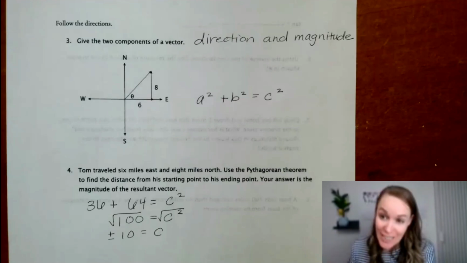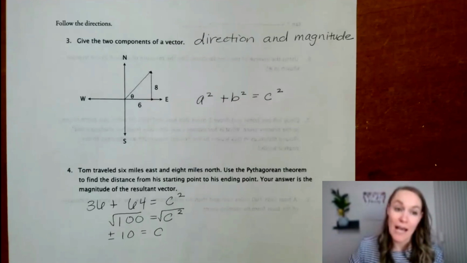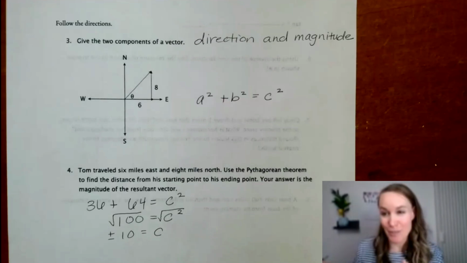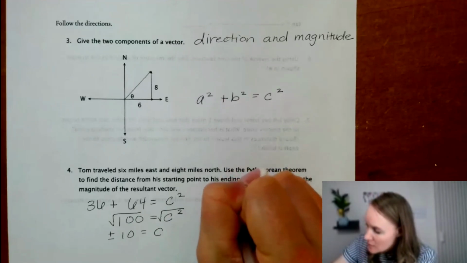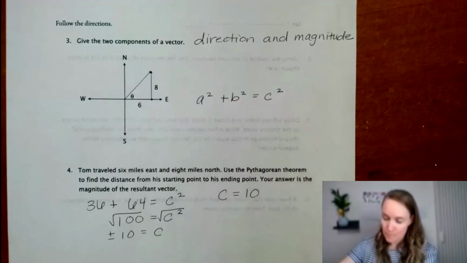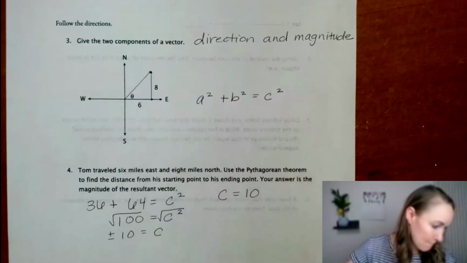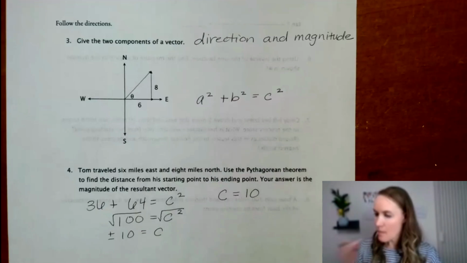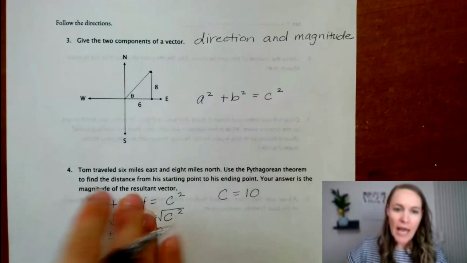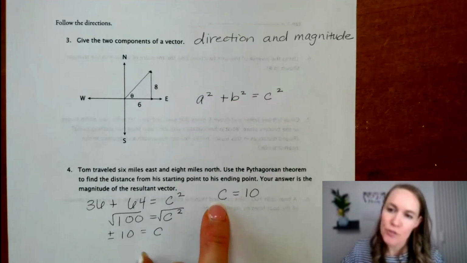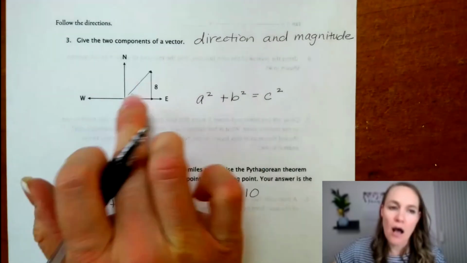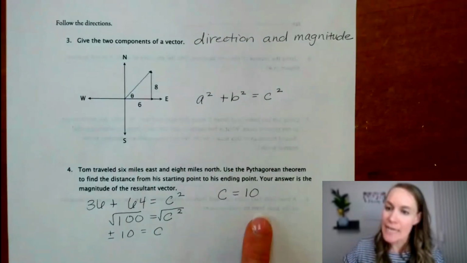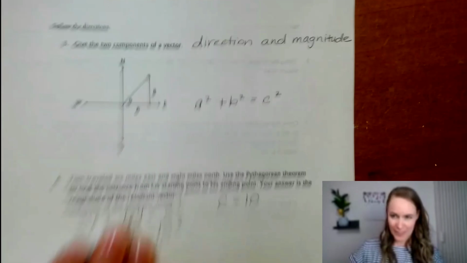Algebraically, it can be negative. In the real world, in our word problem, it can't be negative because it's a magnitude, more of a measurement. So c equals 10. Okay. And you could have called it H for hypotenuse. You could have called it whatever you want, but we mean the magnitude of this vector is 10. Okay, great.